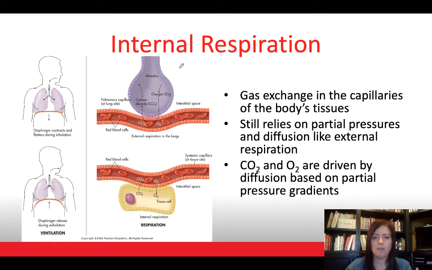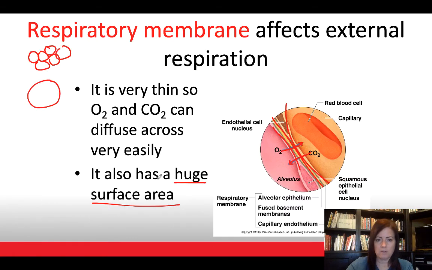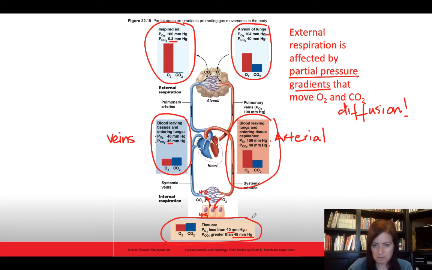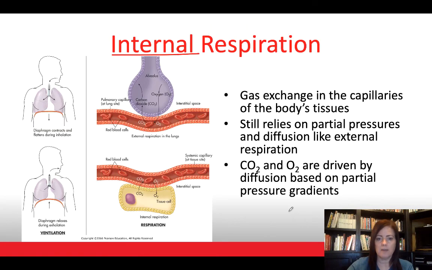Okay, this is the final process of respiration, and this is internal respiration. So this is basically what's happening at our tissue level, and this is a close-up of what we just talked about here. This right here is showing you internal respiration as well, but if we look at it on this image, what we see here is still relying on partial pressure differences between the two, but at this point we're now down to the tissue level.